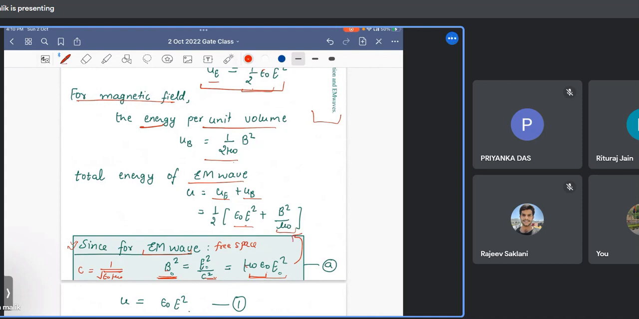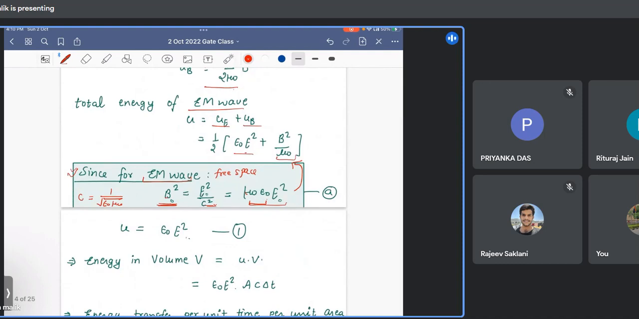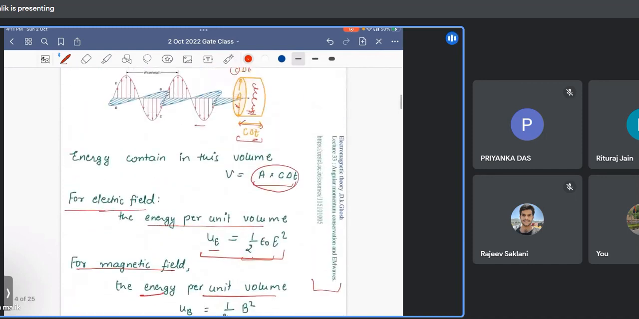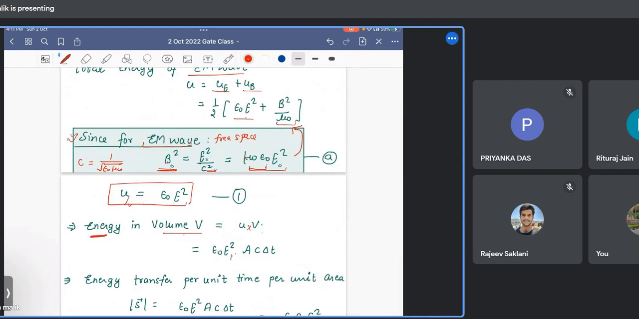When we put this into the formulation of total energy per unit volume of the electromagnetic wave, it comes out to be epsilon naught E naught square. So this is the total energy per unit volume. If you want to calculate the energy in a volume V, we have to multiply this energy per unit volume by the volume. We are considering the volume covered within this distance delta t, so that volume is given by area multiplied by this length. So the energy in volume V is given by energy per unit volume multiplied by the volume.